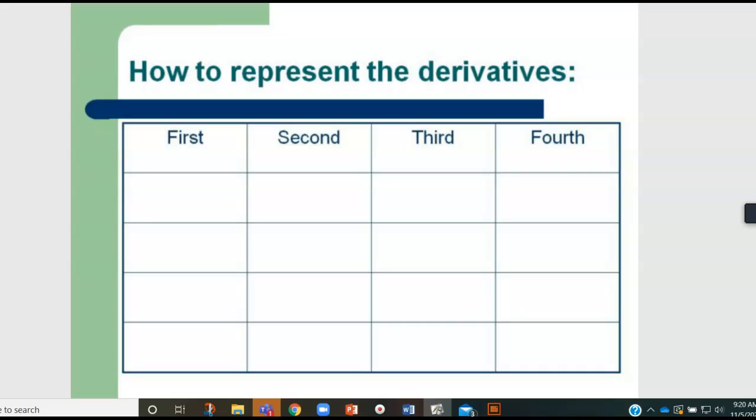So there are a variety of ways to represent derivatives. In physics, you actually don't use notation so much, you use words. So we talked about that in physics. You use velocity, acceleration. In mathematics, we tend to use function notation. So we have our f and our f prime and our f double prime.